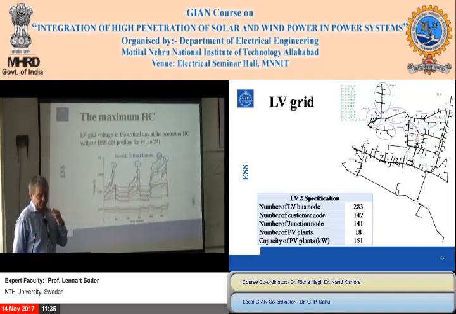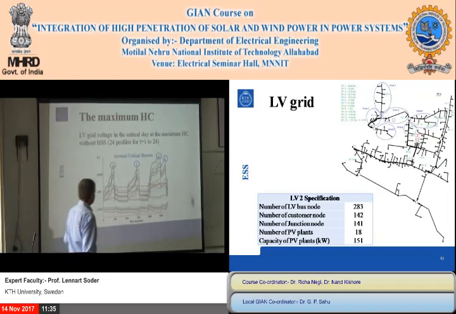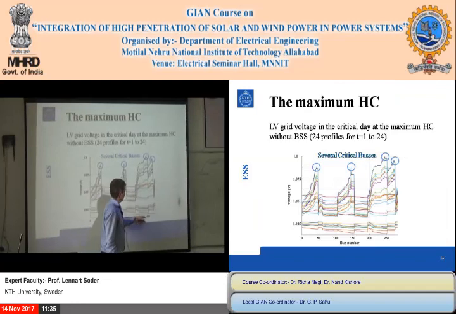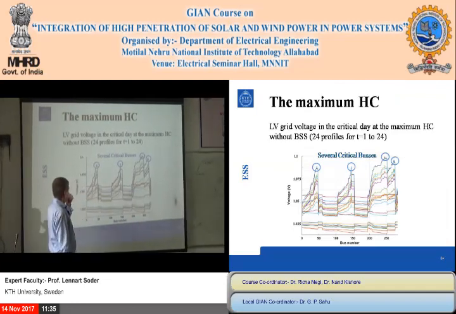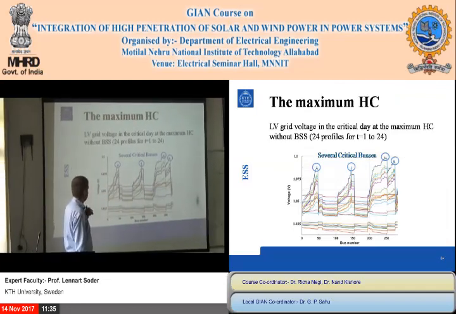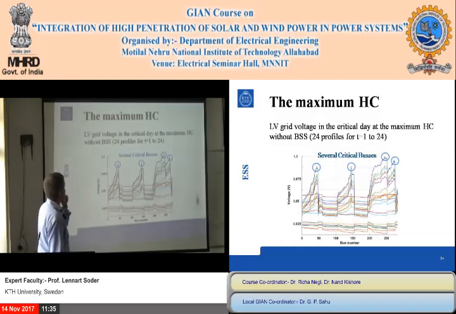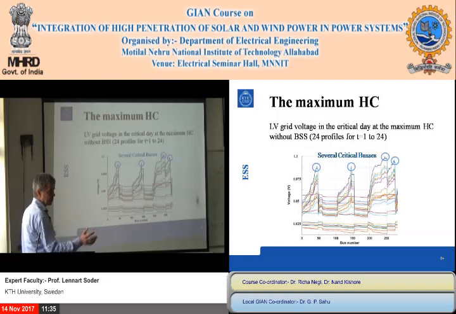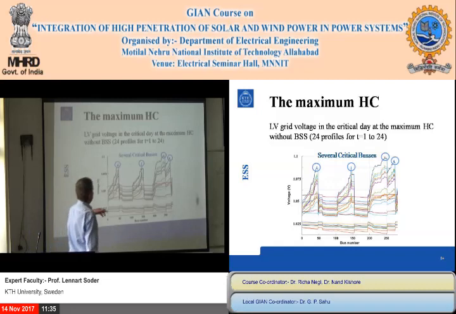So here we have instead the bus number. Try to identify where the low voltage grid bus is the critical one for the maximum hosting capacity. Here we assume that you should manage the absolutely worst situation, which is in the distribution grid, in the low voltage grid, and it's extremely sunny, everything at the same time, and it's a very low demand. And then which are the critical buses.